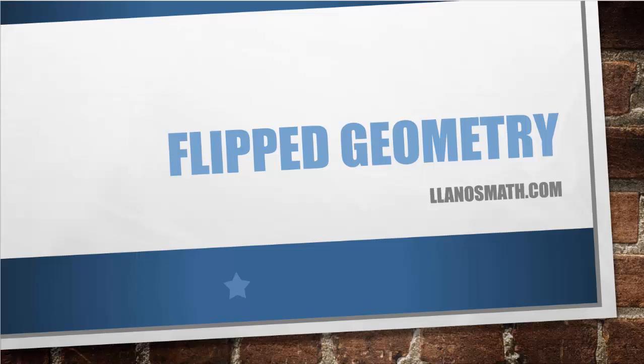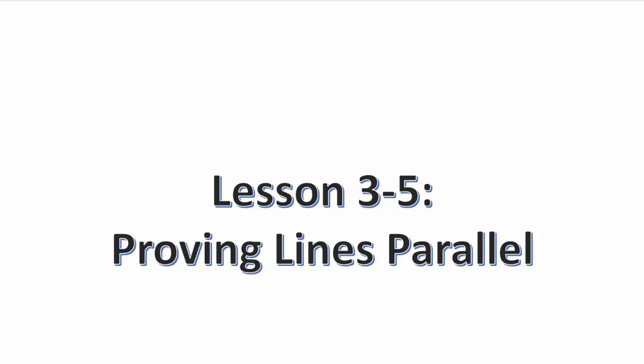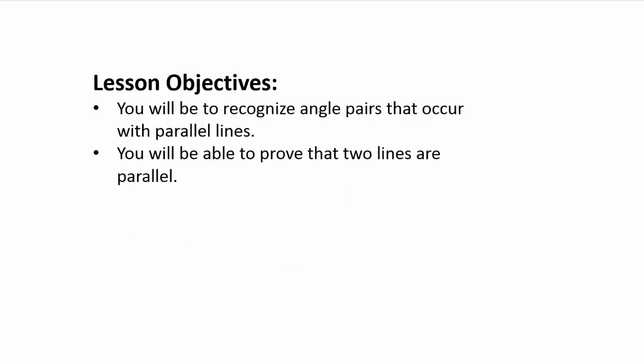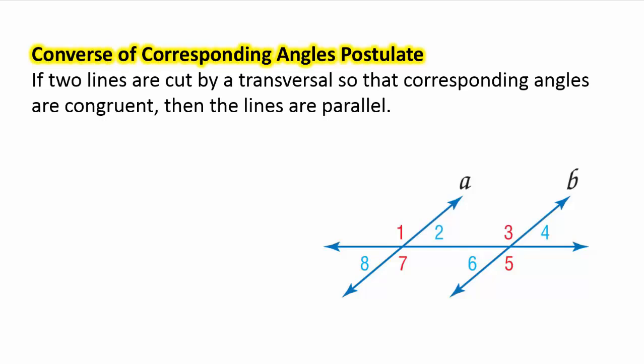We are in the last lesson of Chapter 3, 3.5, which is proving lines parallel. In this lesson, once you are completed, you will be able to recognize angle pairs that occur with parallel lines. You will also be able to prove that two lines are parallel given some information. The first thing we're going to look at is the converse of the corresponding angles postulate.